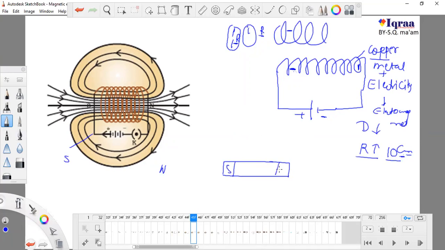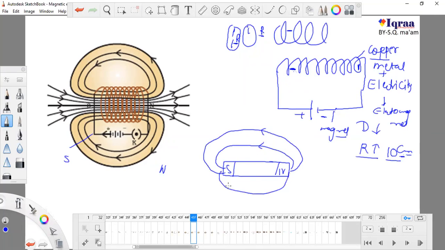This is south and this is north pole. So this will also work as a magnet. This is a magnet now, and it will work the same as a normal magnet. We studied how magnetic field lines flow in a magnet. They move north to south outside, and south to north inside, if I want to complete this.